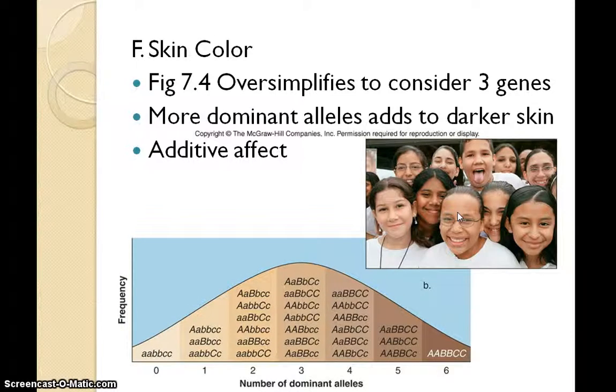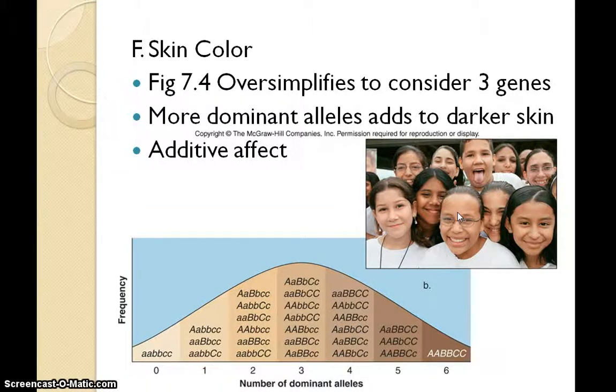So here's an example of the bell-shaped curve showing us the number of different genotypes for skin color based on 3 genes, A, B, and C. If you have 3 dominant alleles, you'd be right in the middle, and so that'd be kind of like a medium brown color. Notice all recessive alleles would be the lightest color, and all dominant alleles would be the darkest color. Again, it's additive, it's polygenic.